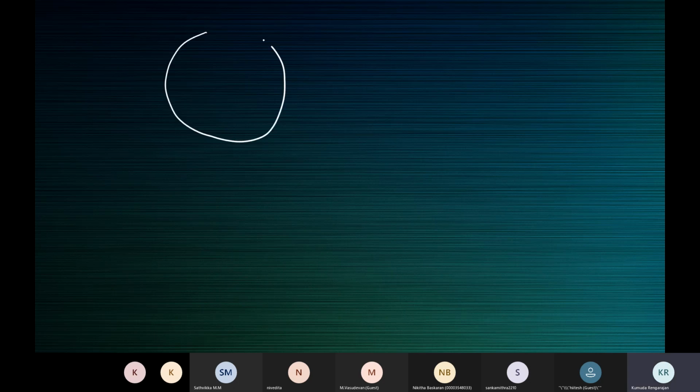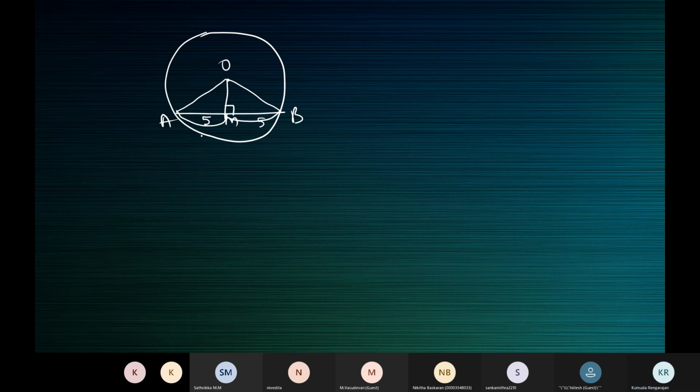Supposing we are given a figure like this. Supposing this is 5 centimeters, this is also 5 centimeters. MA is 5 centimeters, MB is also 5 centimeters. That means you can mark a right angle here. Because MA is 5 and MB is also 5, the chord is bisected. MA is equal to MB. The chord is bisected at M. That means OM is perpendicular to AB.